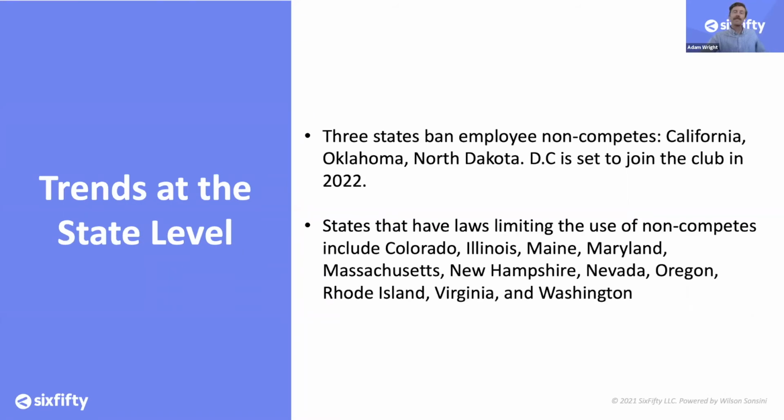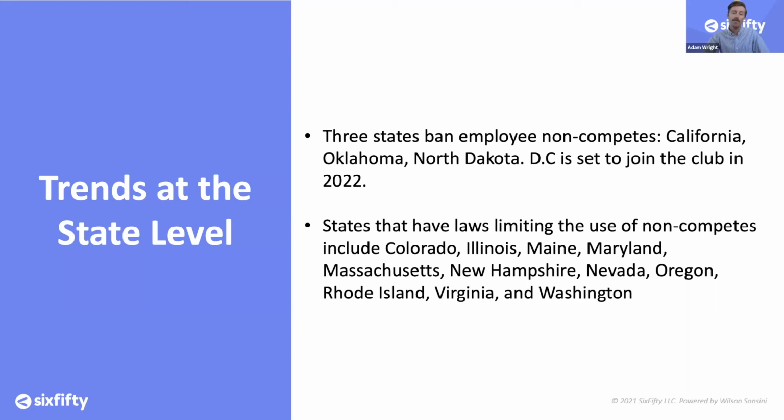So let's talk about trends at the state level. There are 3 states that outright ban non-competes, and that's California, Oklahoma, and North Dakota. Washington, D.C. has passed a law recently banning non-competes as well, and so they are set to join those 3 states in banning non-competes. That law is set to take effect in April, I believe, of 2022. But there has been another bill introduced now seeking to scale back the new law. So the extent of what DC's law will do to non-competes remains to be seen. Stay tuned for that.